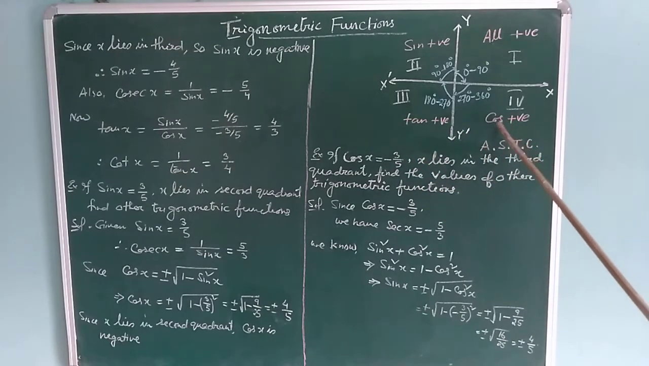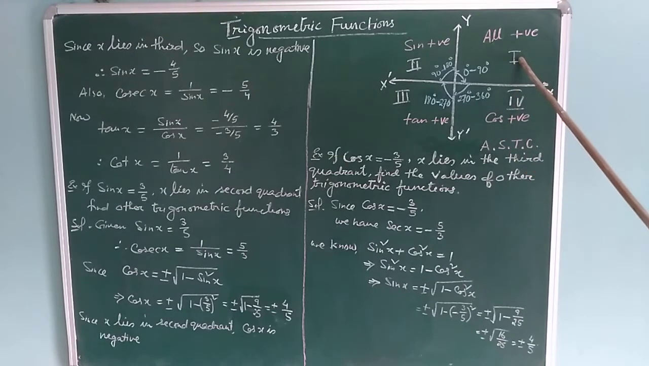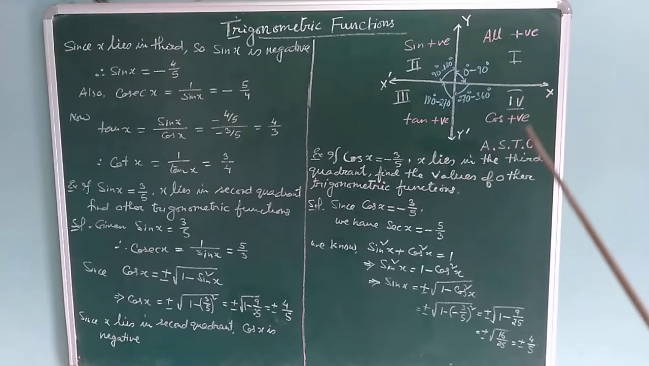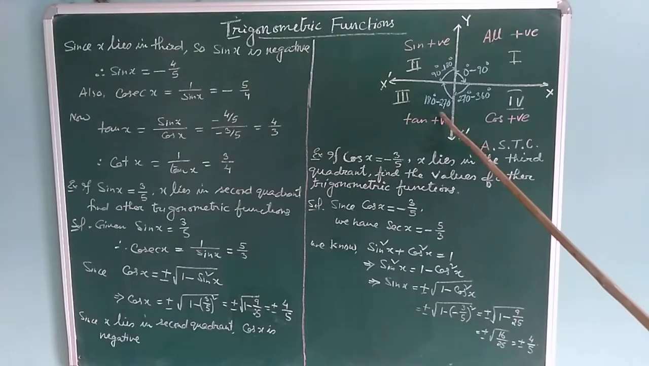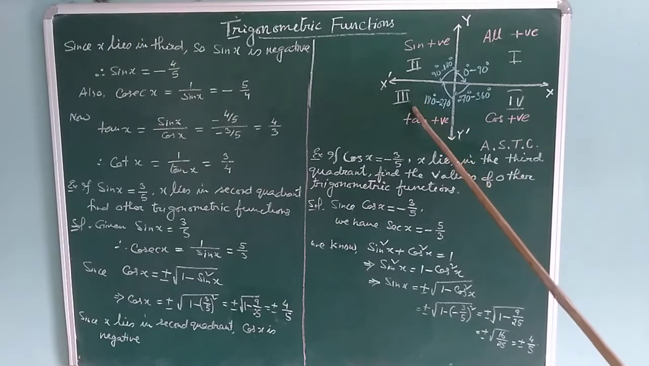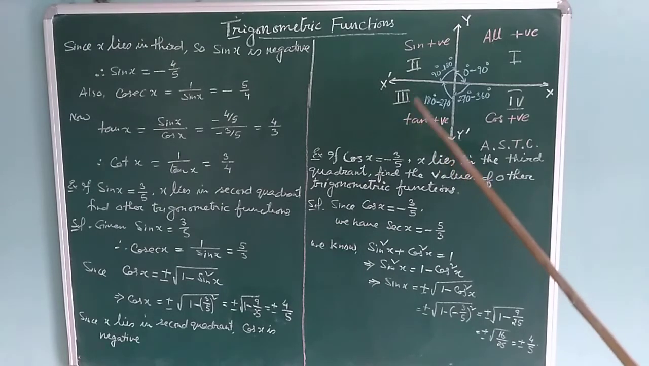In fourth quadrant cos and sec are positive. So all positive, sine positive, tan positive, cos positive. So we can write here ASTC: all, sine, tan, cos are positive. So now suppose we have to ask whether sine 210 degree is positive or negative. So we find 210 degree lies in third quadrant. So in third quadrant sine is definitely negative. So sine 210 degree is negative.